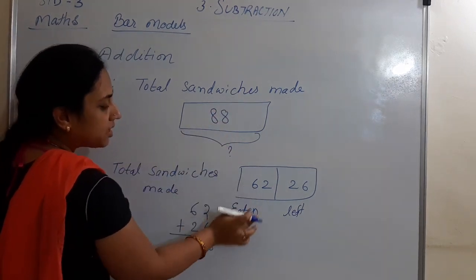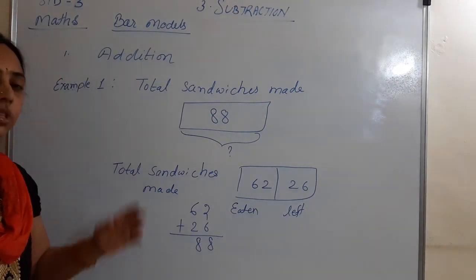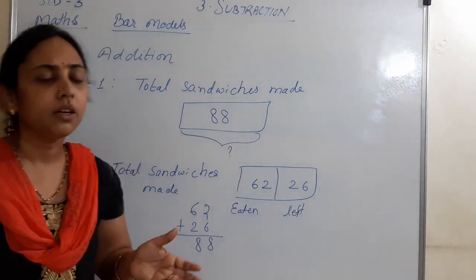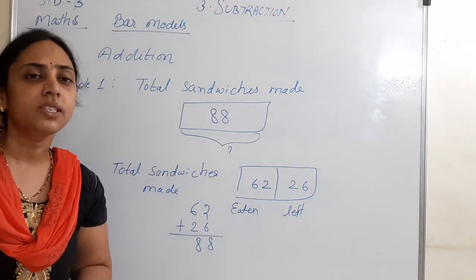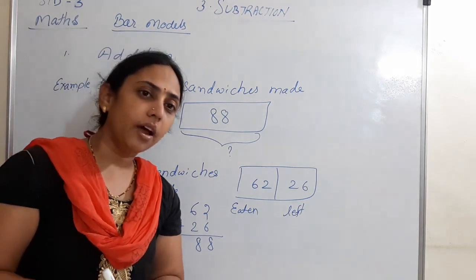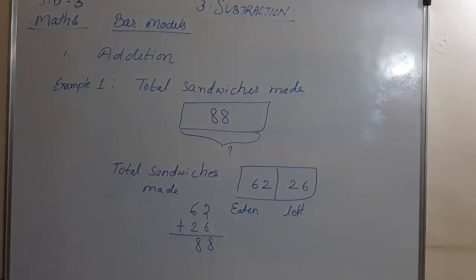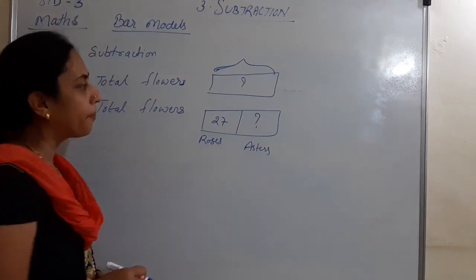Out of which 62 they have already eaten, 26 are left, right? So this is how we will use the bar model to get the solution. Now we will see how we will use the bar model for subtraction.